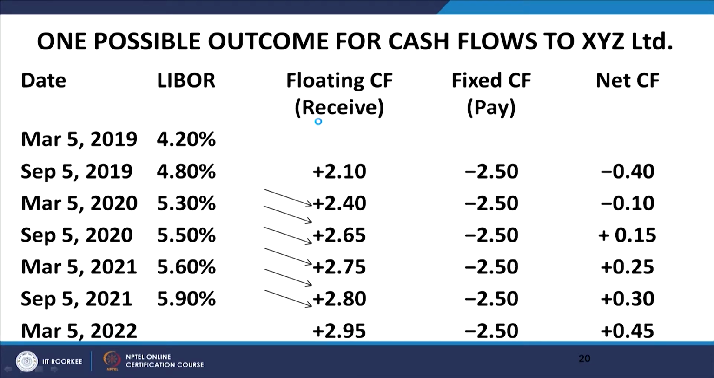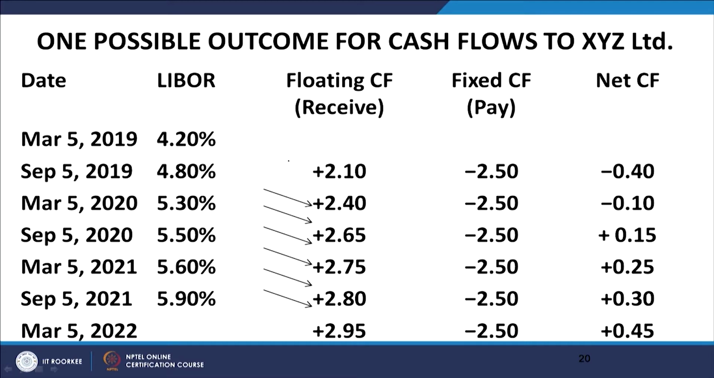Let us assume that the swap starts on 5th March 2019, and let us assume that LIBOR as on this date is 4.20 per annum, of course. So, it translates to 2.10 for the half year. So, the floating payment that it receives is 2.10, but it has to pay fixed at 5% per annum, that is 2.50. Therefore, it makes a net payment of this amount.